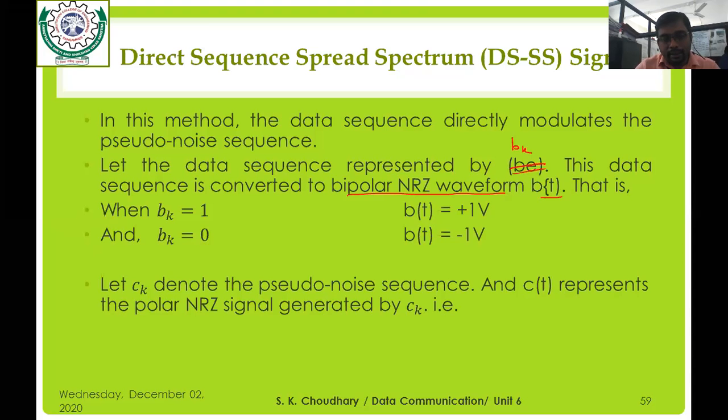And let ck denote the pseudo noise sequence that is used for the modulation here, and c(t) represents the polar signal generated from ck. When you apply the PN sequence to this polar signal, the modulated signal would involve c(t). So what is c(t) here? When ck is equal to 1, c(t) is equal to +1, and when ck is equal to 0, c(t) is equal to -1.